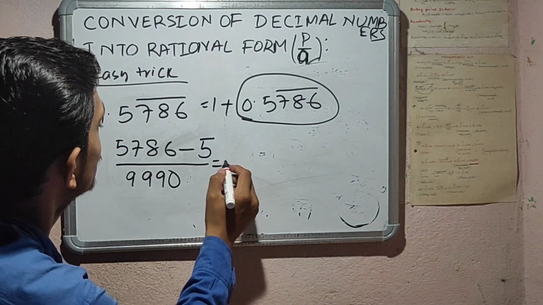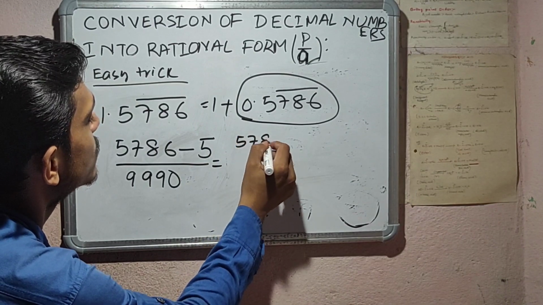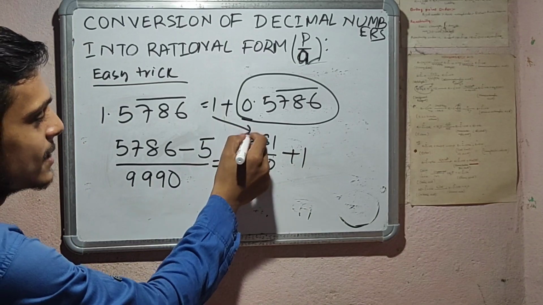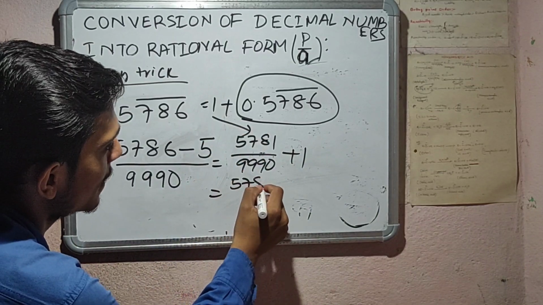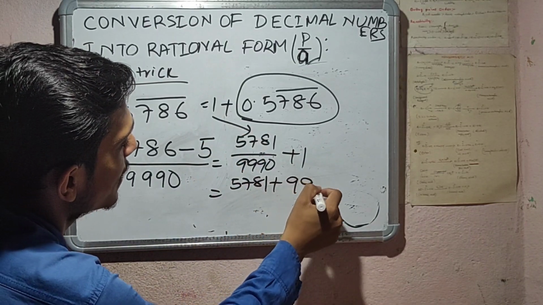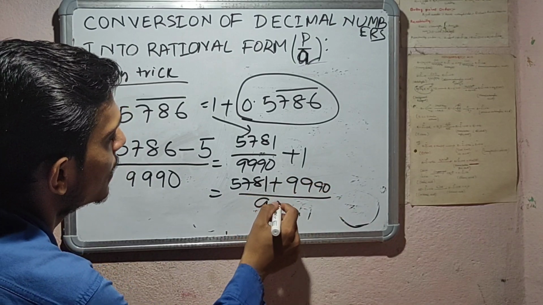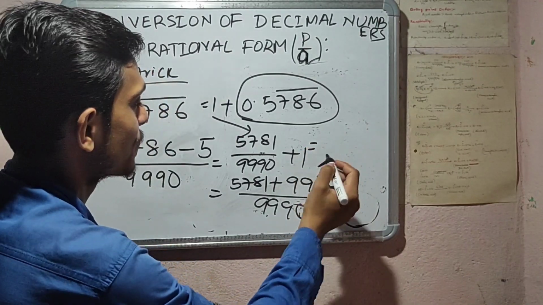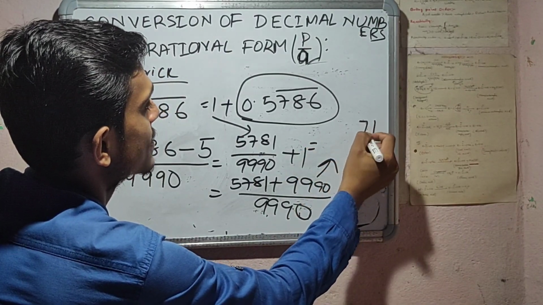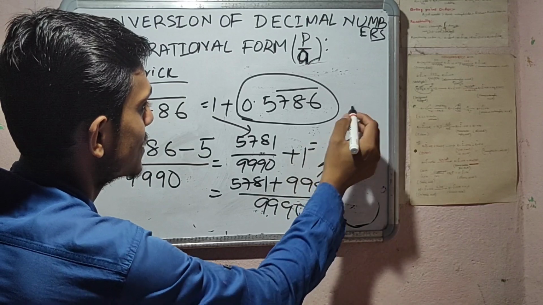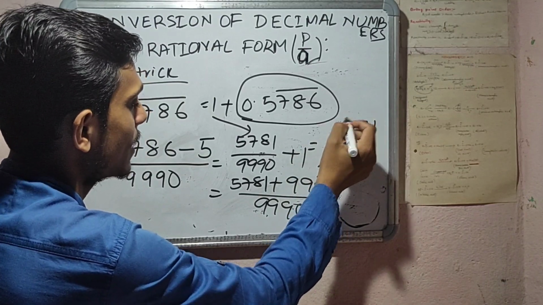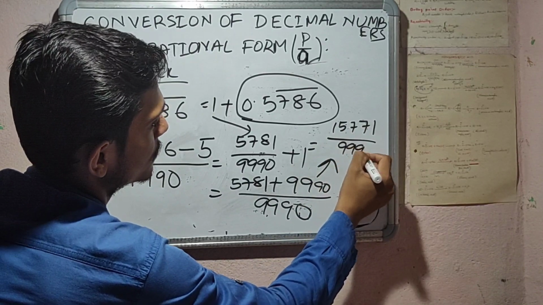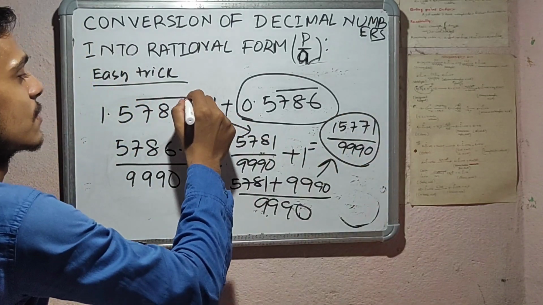So that becomes 5781 upon 9990, plus 1. Here 1 is added. So that becomes 5781 plus 9990 upon 9990. Then you can add it. 1 plus 0 is 1, 8 plus 9 is 17, carry 1. 7 plus 9 is 16, plus 1 is 17. Carry 1. 5 plus 9 is 14, plus 1 is 15. So 15771 upon 9990. This is your answer for this question.